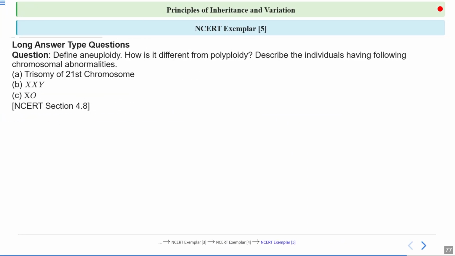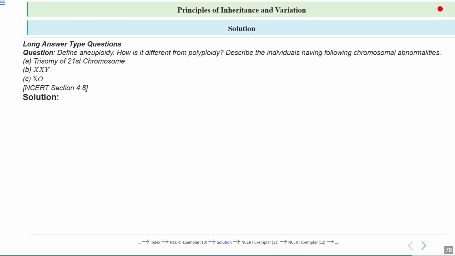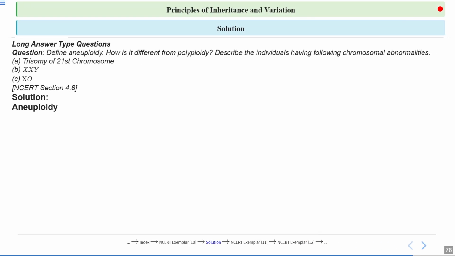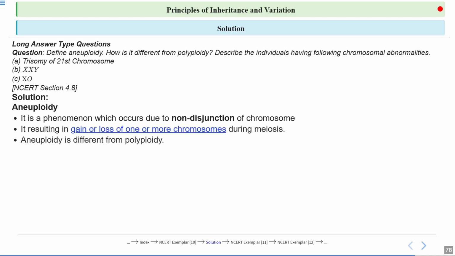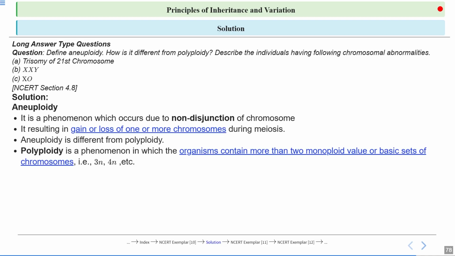Now you have to define aneuploidy. How is it different from polyploidy? You have to describe the individuals having the following: trisomy, XXY, and XO. Trisomy of chromosome 21 is basically Down syndrome. It is aneuploidy. It is caused by nondisjunction of the chromosome. This is a 2n plus 1 condition, so the person will have one extra chromosome. The total number of chromosomes will be 47 in case of Down syndrome. It is different from polyploidy. In polyploidy, there is an increase in the entire set of chromosomes.